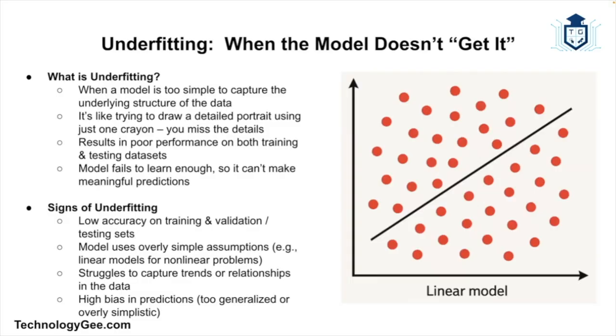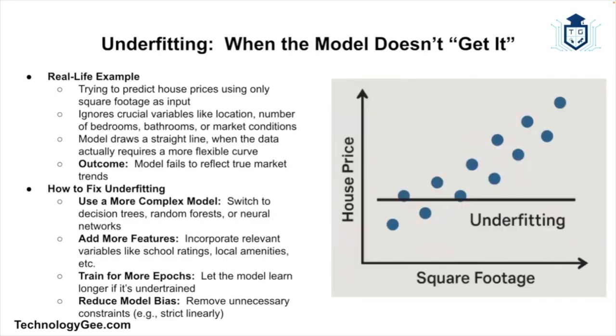And here are some signs of underfitting. If you have low accuracy on both training and testing data, or you have very simple models like linear models when relationships are nonlinear, or your model cannot capture the trends or patterns. And here's a real life example of underfitting. Let's say you're trying to predict house prices again, but you build a model that only looks at square footage and ignores all other variables like location, the number of bathrooms, etc. The model might draw a straight line through the data when you actually need a curve to reflect market trends. That's underfitting. Basically, your model's just too basic to get the job done.